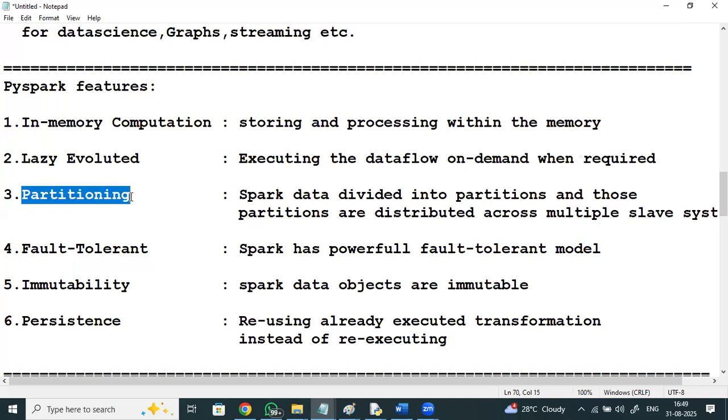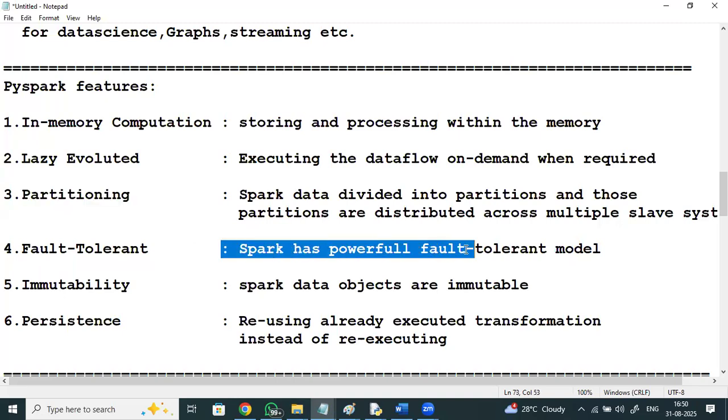Partitioning: Spark data is divided into multiple partitions, and those partitions are distributed across multiple slave systems. Spark has a powerful fault tolerance model. Immutability: Spark data objects are immutable.